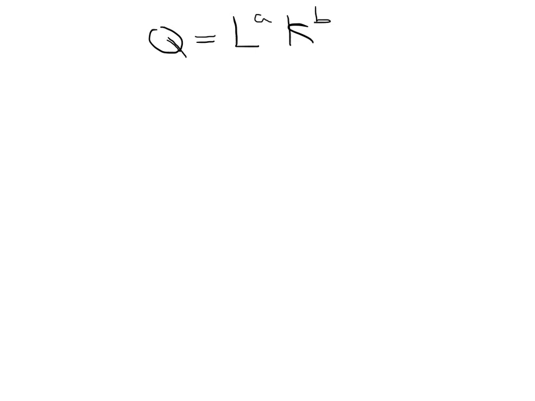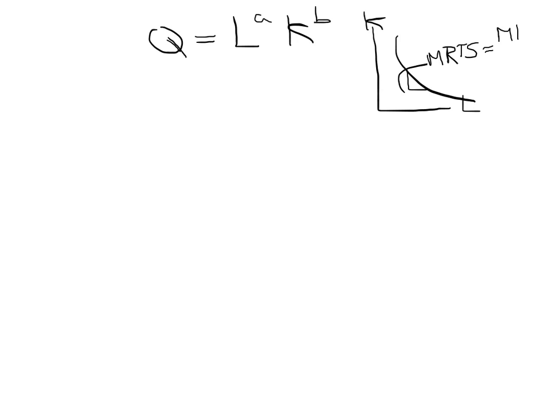Now let's see how we can derive this marginal rate of technical substitution by taking partial derivatives. Remember that the marginal rate of technical substitution is the slope of this isoquant when you have L on the horizontal axis and K on the vertical axis. This slope is the marginal rate of technical substitution, and we have proved in the previous video that it's going to be equal to the ratio of the marginal productivity of labor over capital.